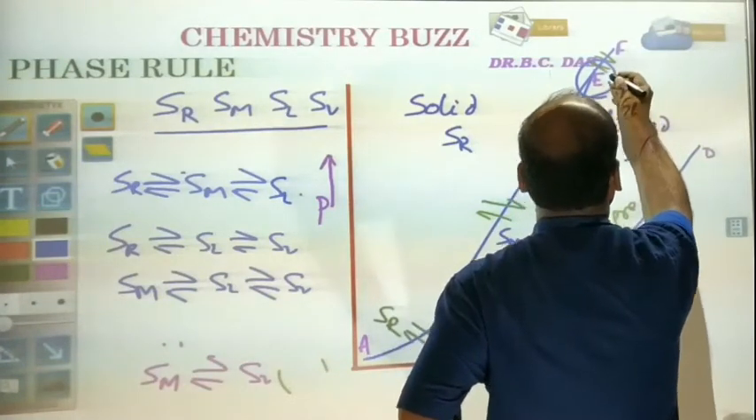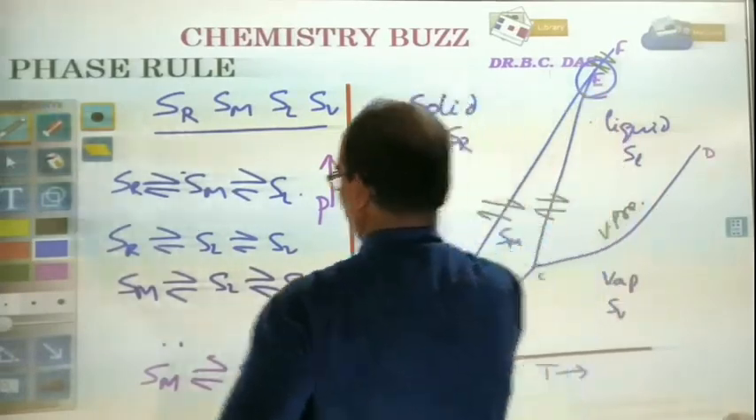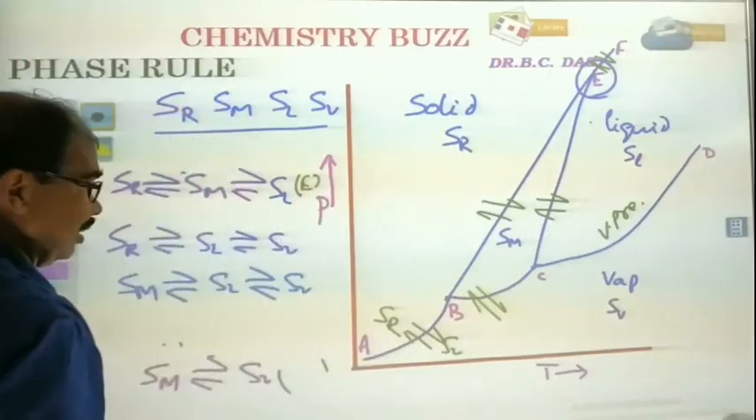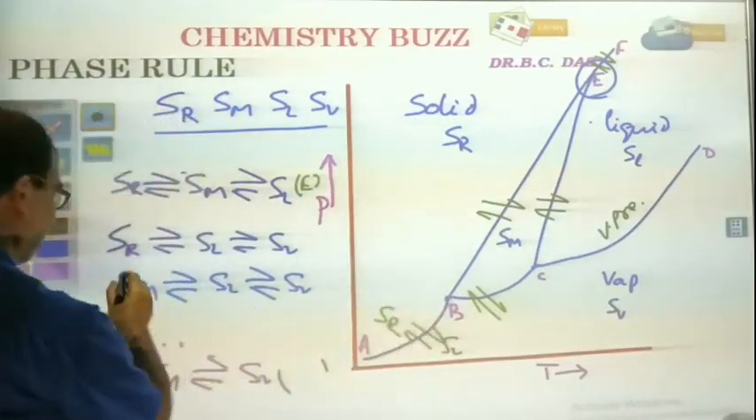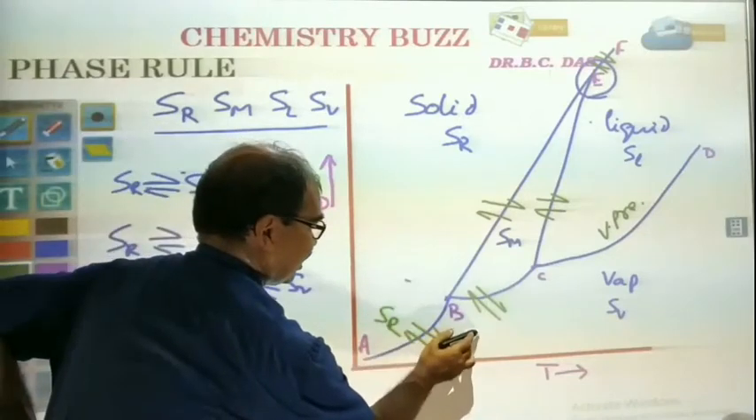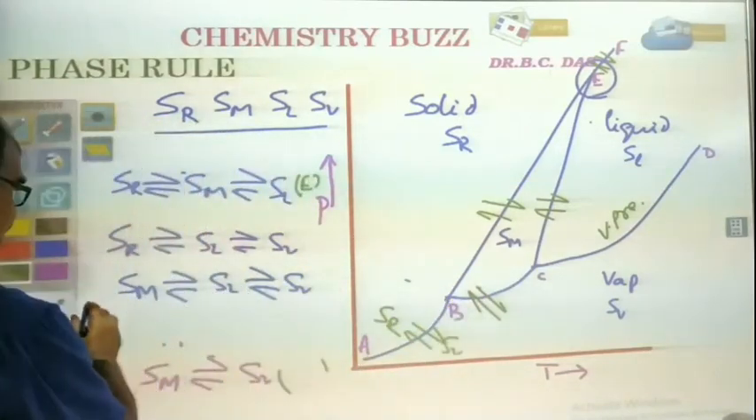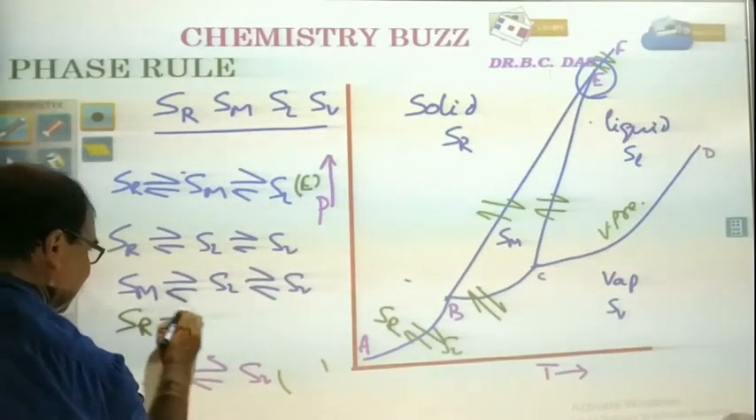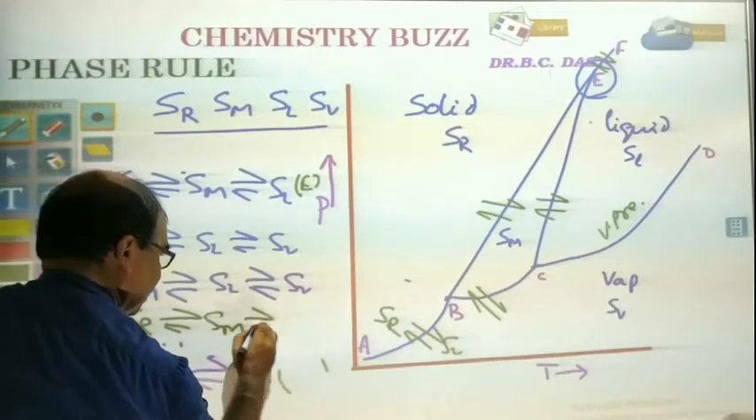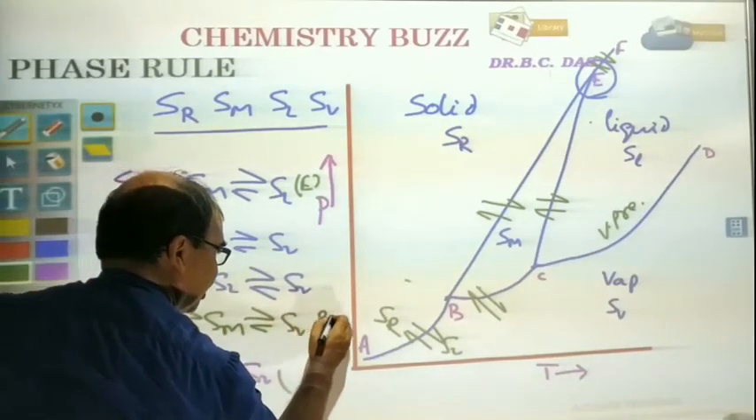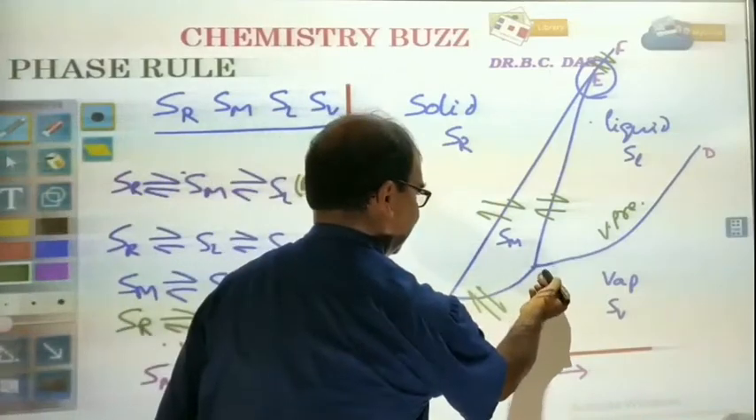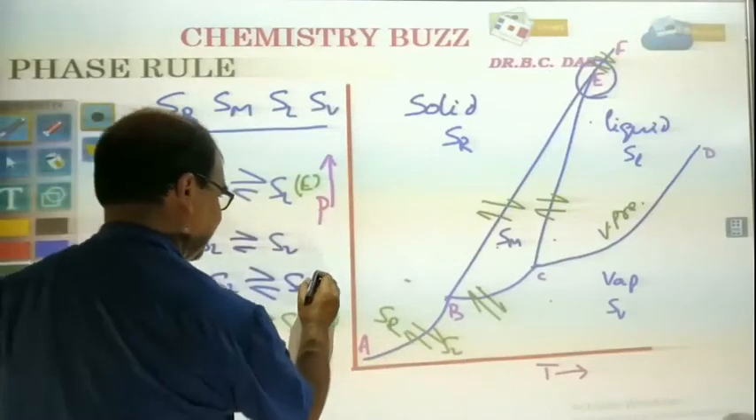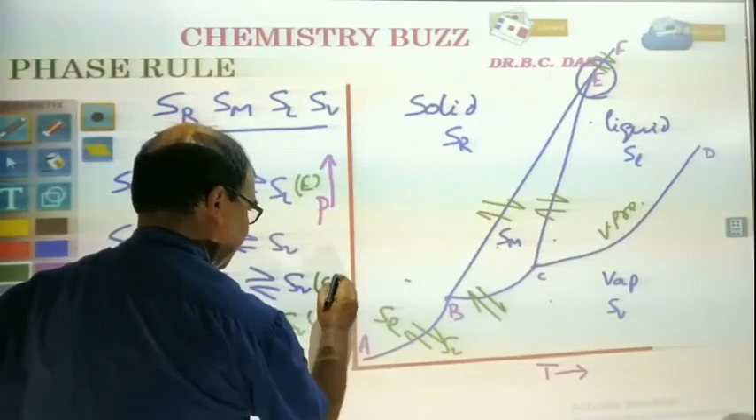So this is the triple point E. So this point is your E. Okay. Then the point B, that is SR, SM, SB. So SR, SM, SB, that is point B. Again, point C, it is the SM, SL and SB. So this is point C.